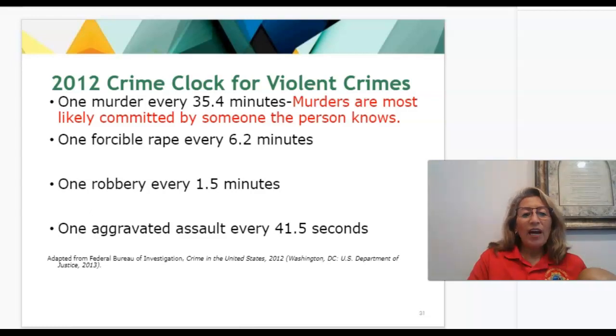The crime clock for violent crimes. One murder is committed every 35 minutes, all right? 35.4 to be certain. Murders are most likely committed by someone the person knows, all right? And one forcible rape is committed every 6.2 minutes. And one robbery is committed every 1.5 minutes. And one aggravated assault every 41.5 seconds.